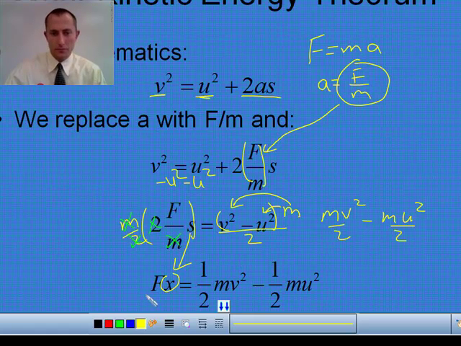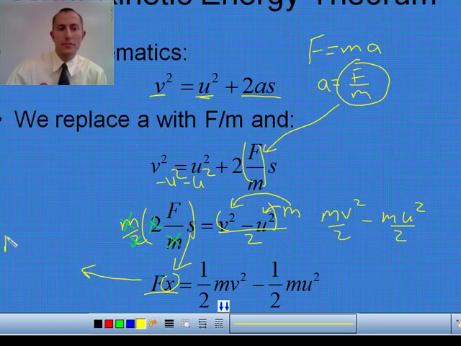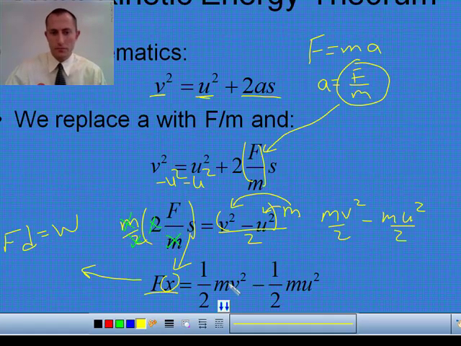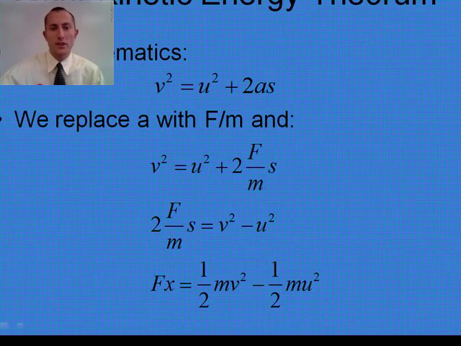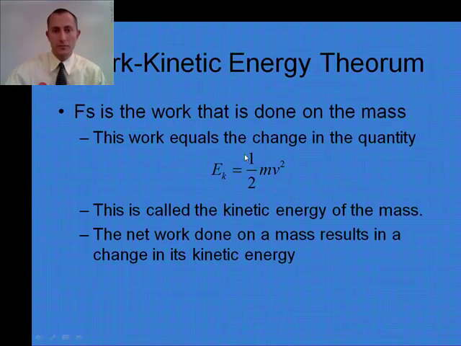This is important because Fx we may recognize from Fd, which is equal to work. Right here, 1/2 mv squared is equal to the kinetic energy of an object. And so 1/2 mv squared is our final kinetic energy. 1/2 mu squared is our initial kinetic energy. And so on the left you have the work done on the object. On the right you have the total change in the kinetic energy. And so what this is telling us is that the work done on an object is equal to the change in that object's kinetic energy. And again, this is what we just mentioned, that kinetic energy, or E sub k, is 1/2 mv squared. And so when we do work on an object, we change its kinetic energy.